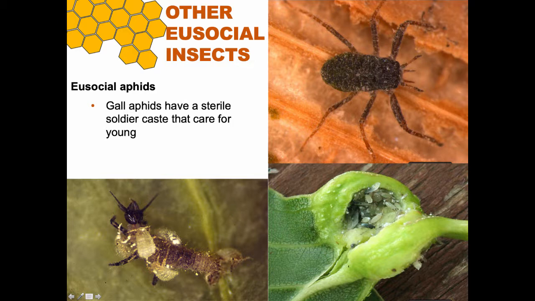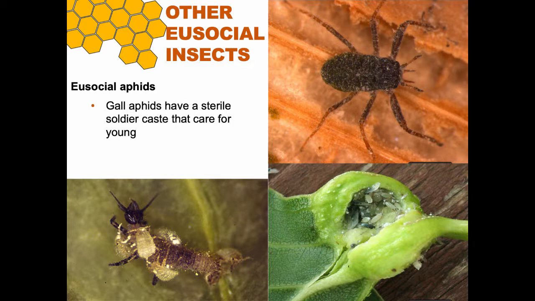So basically what they do is they produce a gall on the outside of a leaf by injecting growth hormones into the plant, causing it to grow up over itself. Then the aphids live inside the gall and feed on all the nutrients that seep there. But in this group, there's actually a caste of aphids called soldier aphids, a soldier caste. The soldier caste is sterile and cares for the young, so they are technically a separate caste in a eusocial society.